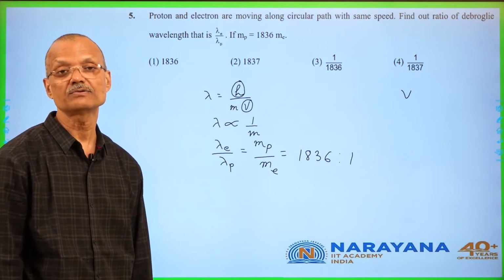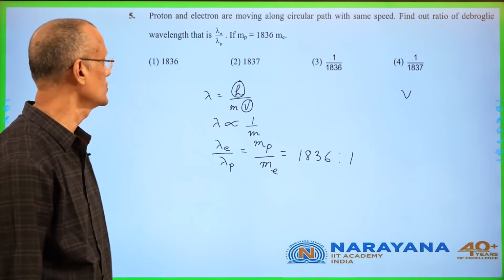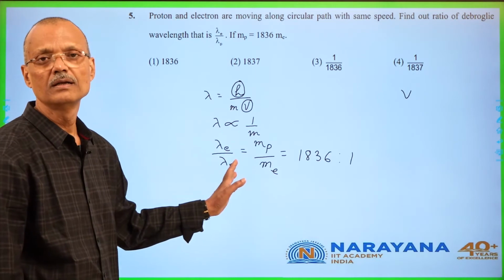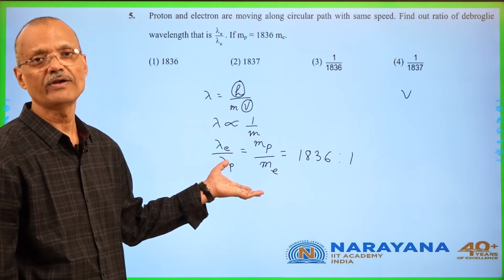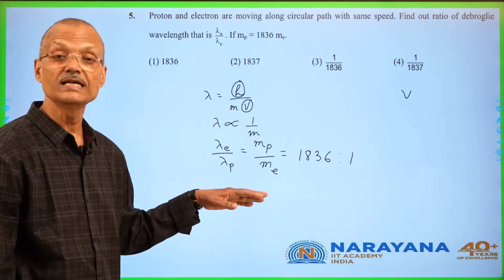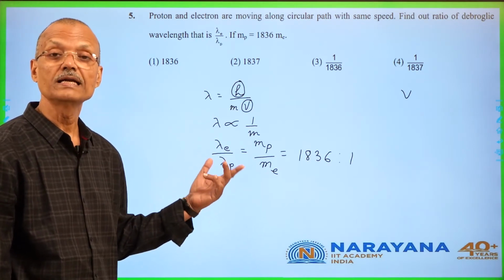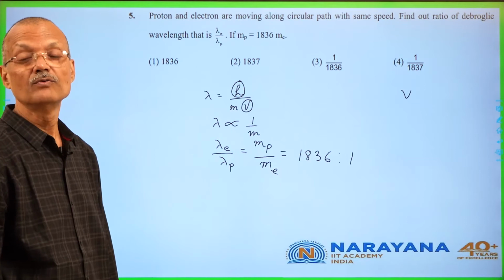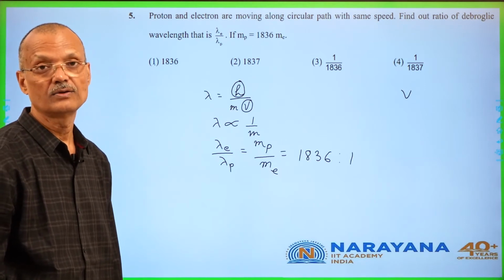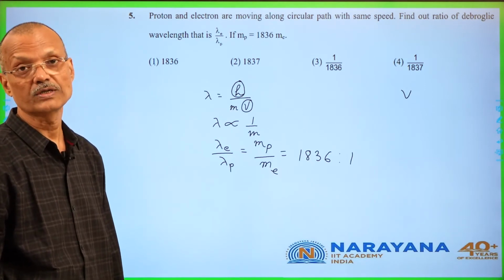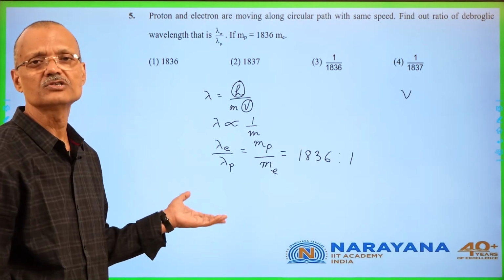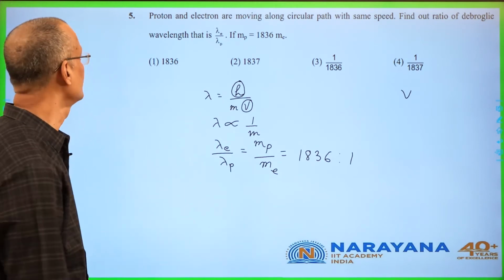So the ratio of de Broglie wavelength lambda electron to lambda proton will be 1836 is to 1. Simple formula for de Broglie wavelength, no need to change even p. Most of the cases where problems are related to de Broglie wavelength, we are using kinetic energy or accelerating potential. Here no need, straight h by p you have used.